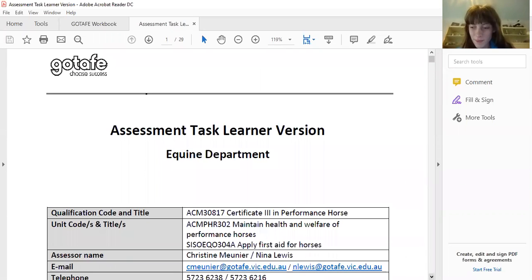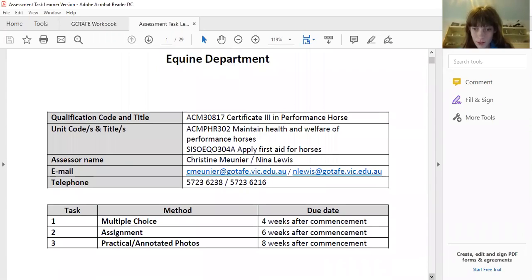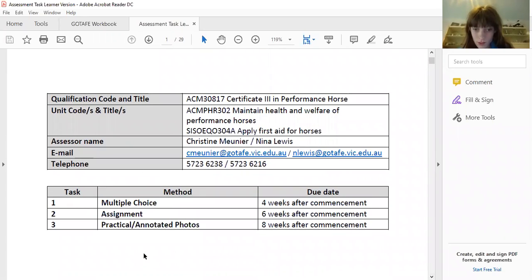Yep. You beauty. So I sent this one through to you, and as you can see, we've got 3 assessment items for this one. Now, there's the multiple choice, an assignment, and practical or annotated photos. So you have the opportunity to decide which way you want to tackle that one, as will future students as well.